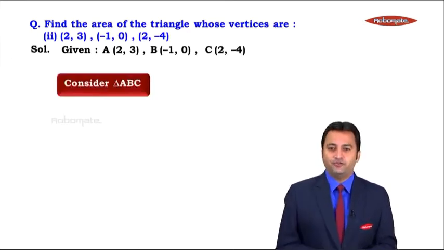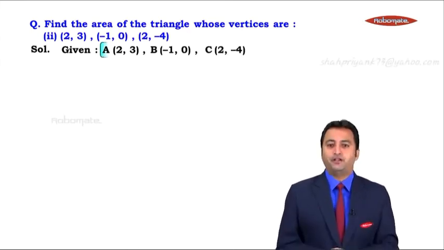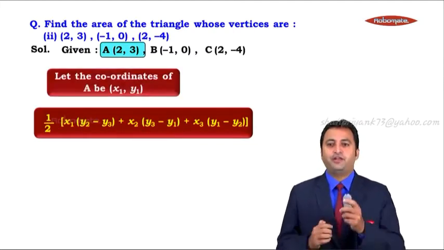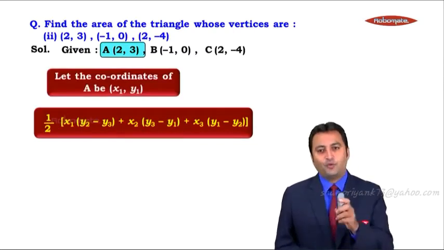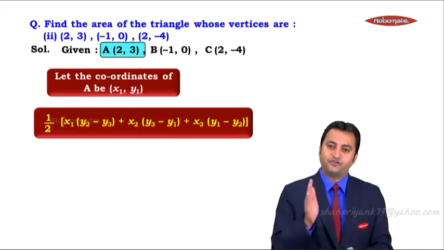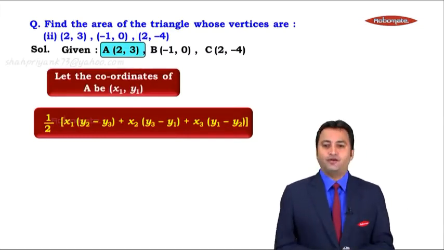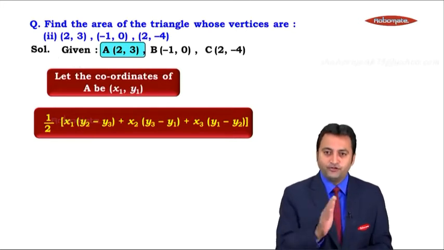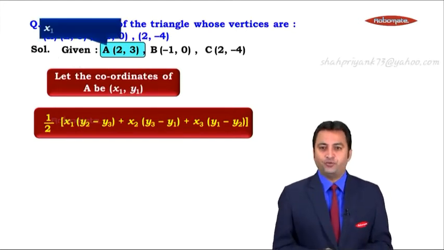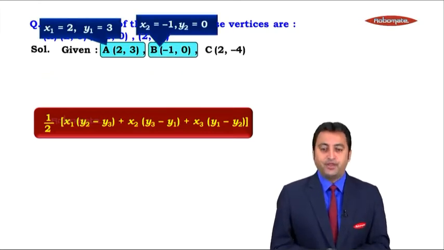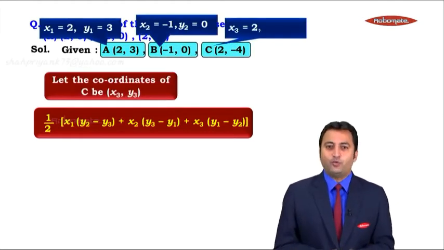Let us find the area of this triangle by applying the formula. I hope you all remember the formula. It is half into bracket x1(y2 minus y3) plus x2(y3 minus y1) plus x3(y1 minus y2). For this formula, point A is (x1, y1), point B is (x2, y2) and point C is (x3, y3).